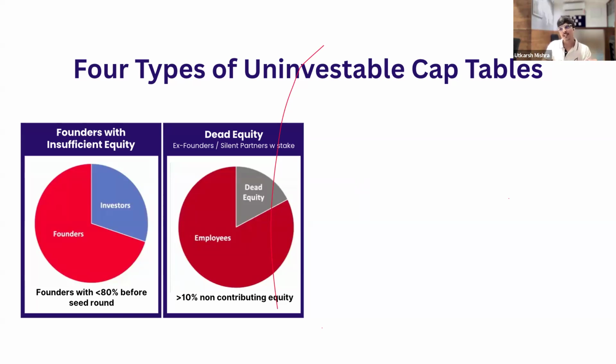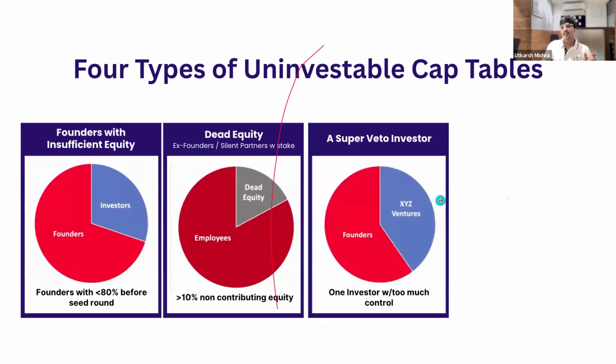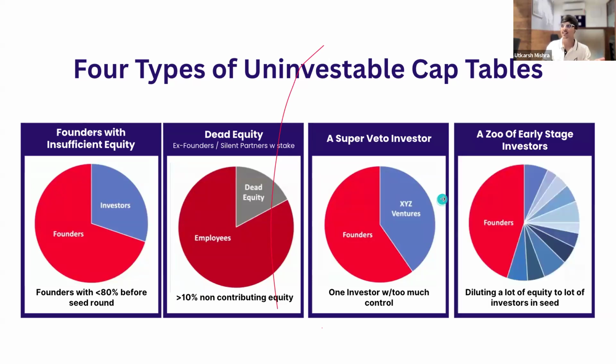So diluting more than 10% of non-contributing equity is a big red flag. Now, super veto investors. These are investors who generally hold 20, 25, 30% of the shares because they have the right to do and implement anything they want in the company. So this is also a very big red flag. You should avoid diluting more than 10, 15% to any investor at the seed stage.